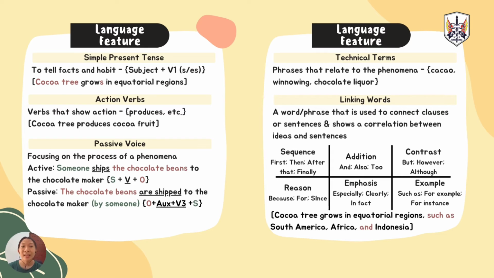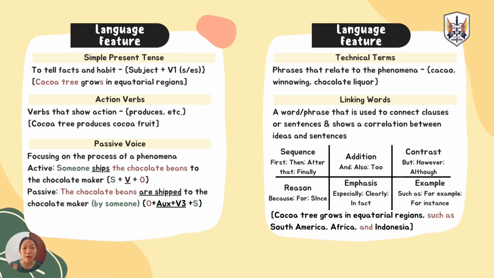Next, there's linking words. Linking words is a word or phrase that is used to connect clauses or sentences and shows a correlation between ideas and sentences. So we use it to link two ideas or two sentences. There are at least 6 types of linking words. First one is sequence, like first, then, after that, finally. And there's also addition, like and, also, too.